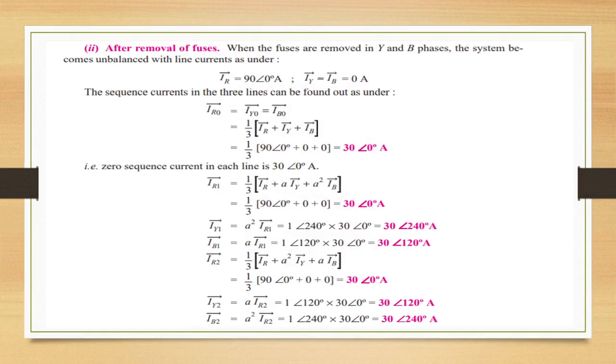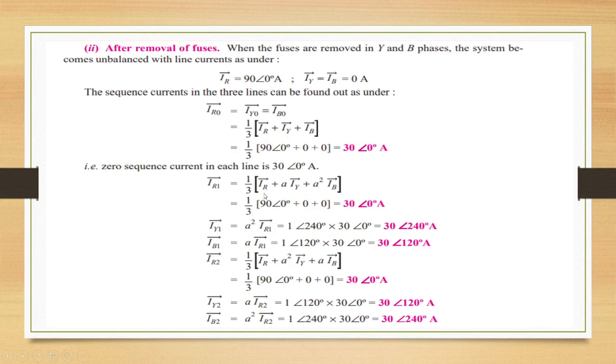Now we will see after removal of fuses. Whenever the fuses are removed in Y and B phases, the system will become unbalanced with line currents as IR is 90 angle 0 degree and IY and IB are 0 amperes. The sequence currents in the 3 lines can be found out as IR0 is IY0 is IB0, that is 1/3 of IR plus IY plus IB, that is 1/3 of 90 angle 0 plus 0 plus 0, that is 30 angle 0 amperes. Zero sequence current in each line will be 30 angle 0 amperes.